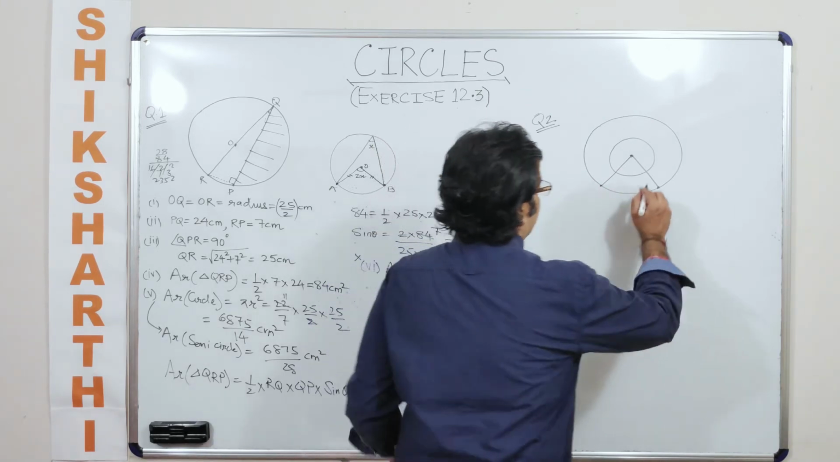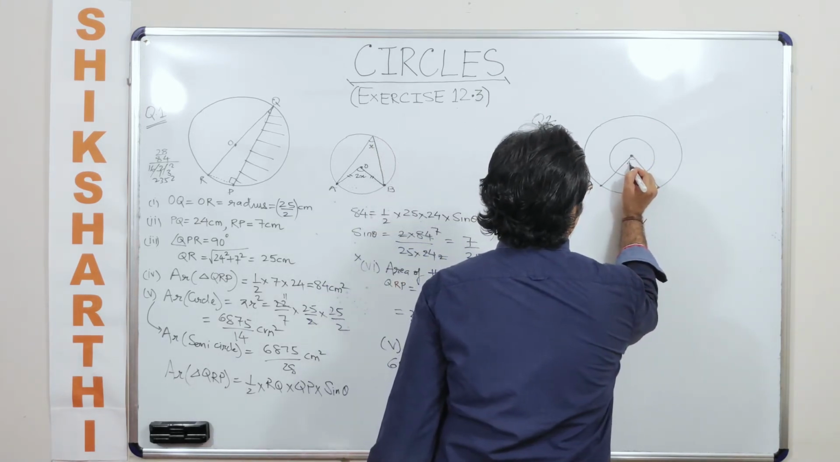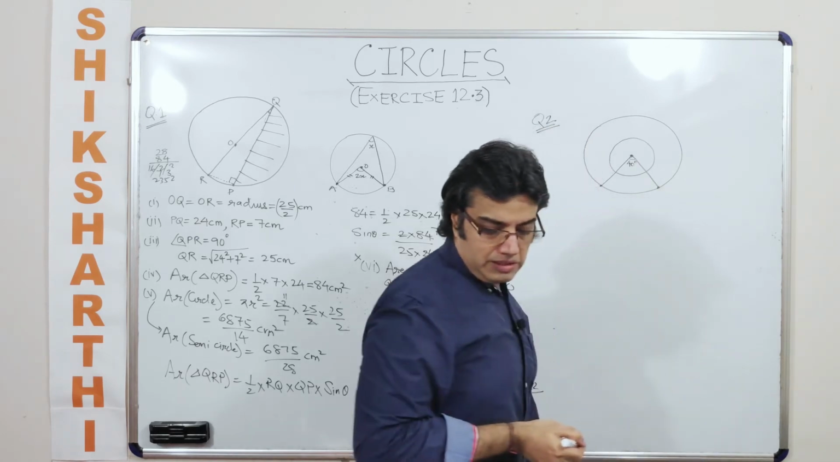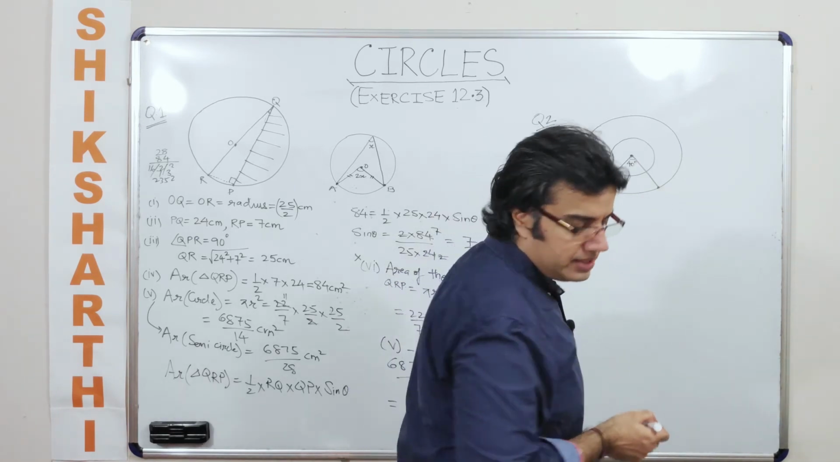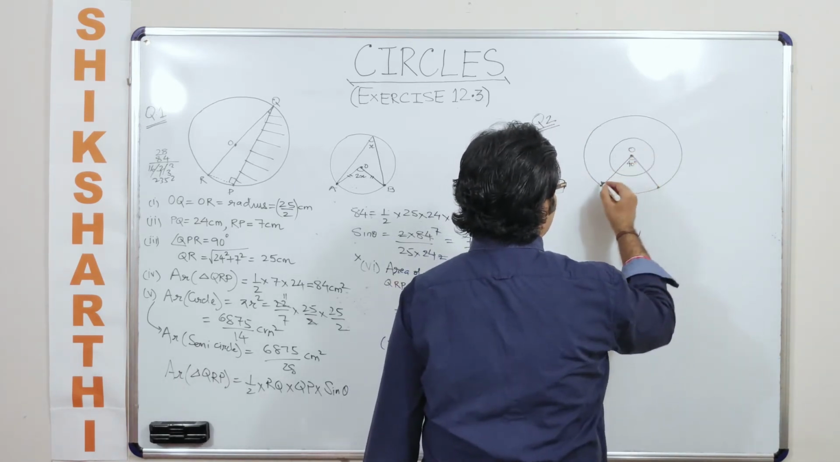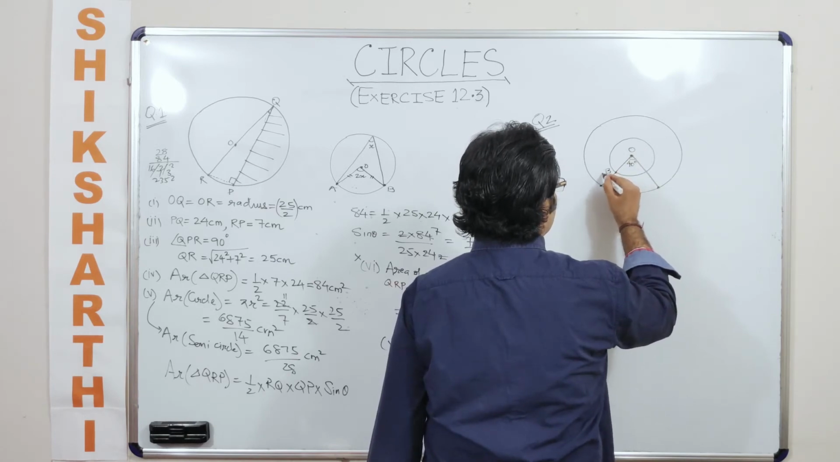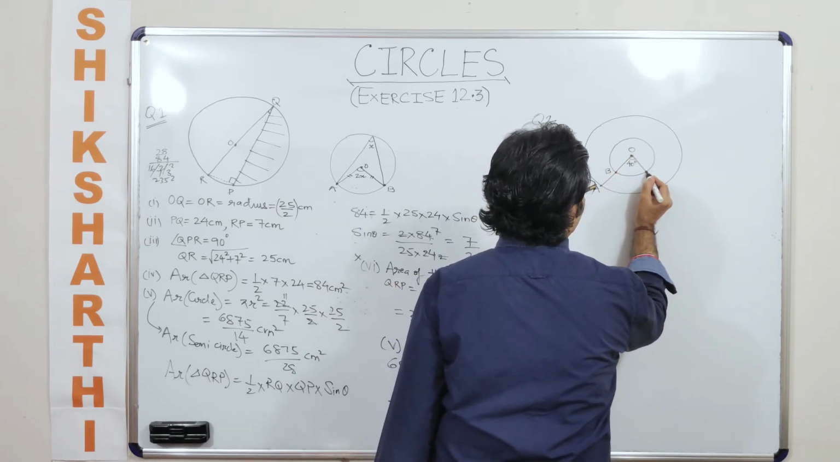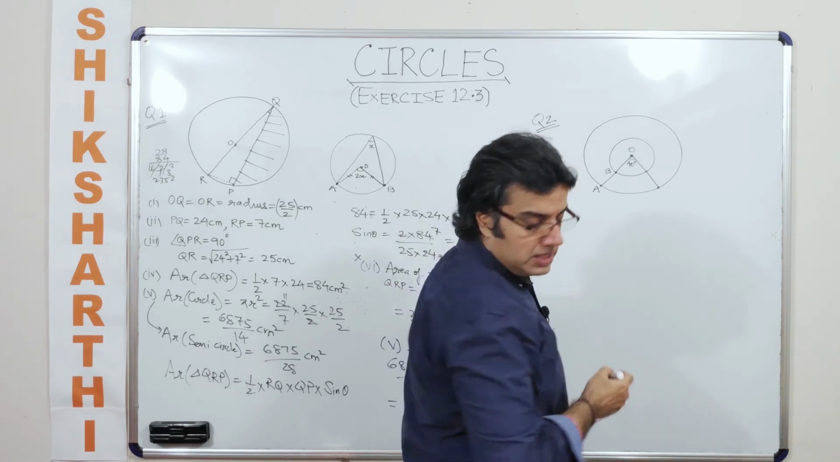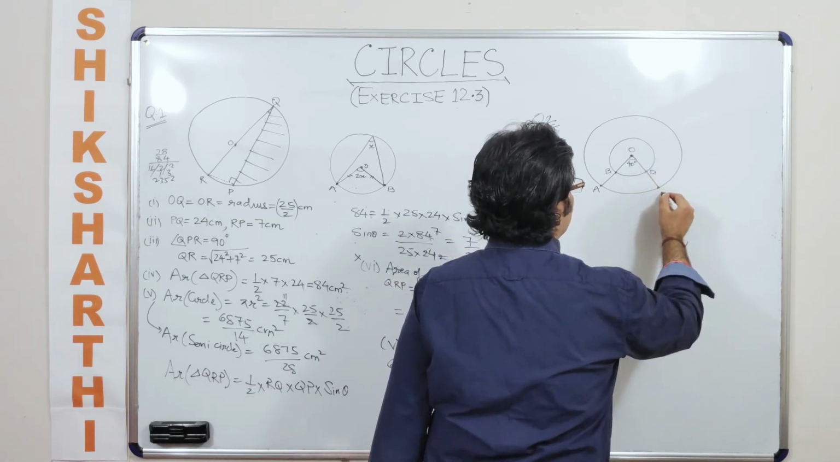So I have not changed the diagram. The only thing is I have just changed the orientation of the diagram. The rest remains the same. If the angle formed by the sector is 40 degrees, I have taken the angle as 45 degrees only. If this is O, this point is B, this point is A, I have taken the same. This is D and this is C.